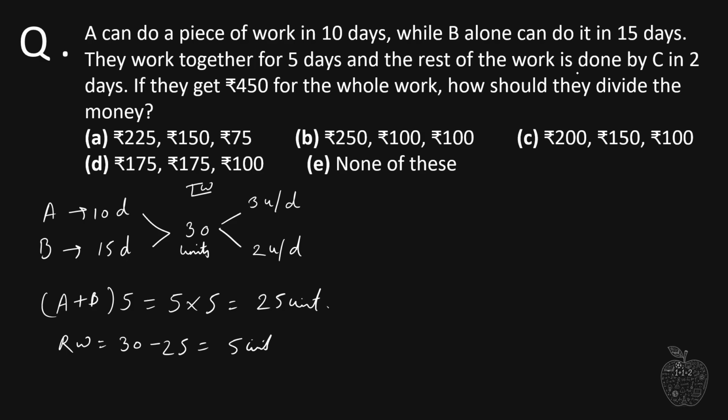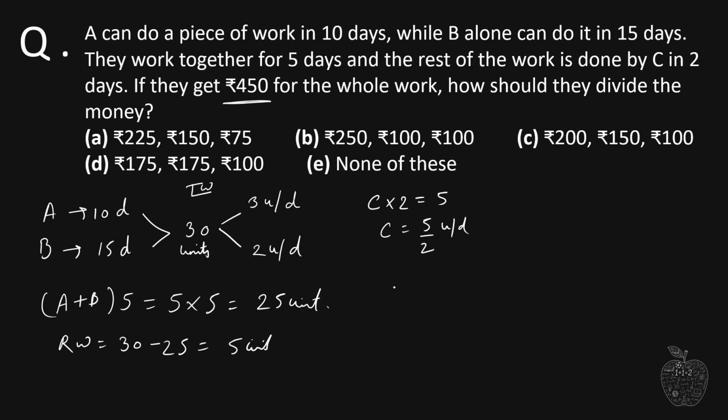Now the question is telling me that the rest of the work is done by C in 2 days. So C, when working for 2 days, completes the remaining work, which is 5. So C can do 5 by 2 units per day. Now if they get rupees 450 for the whole work, how should they divide the money? This money will be divided among A, B and C on the basis of their work done.